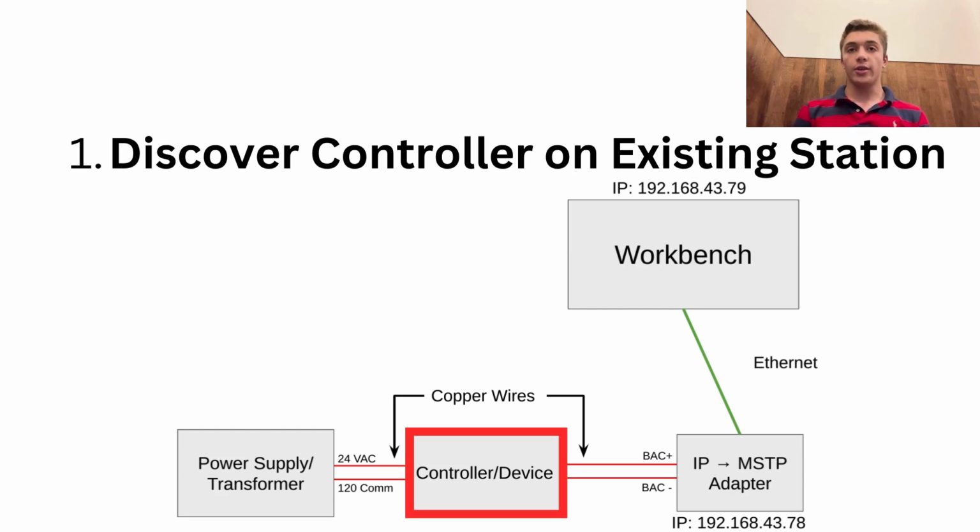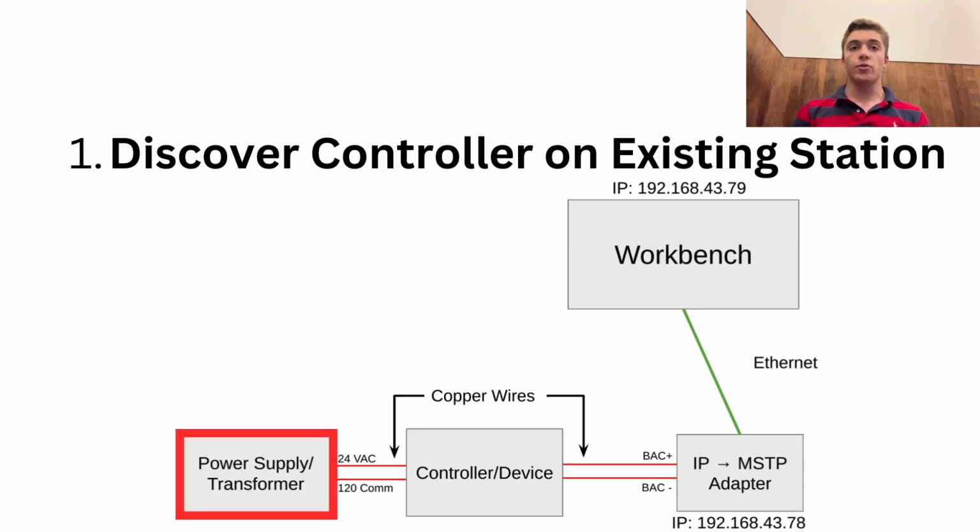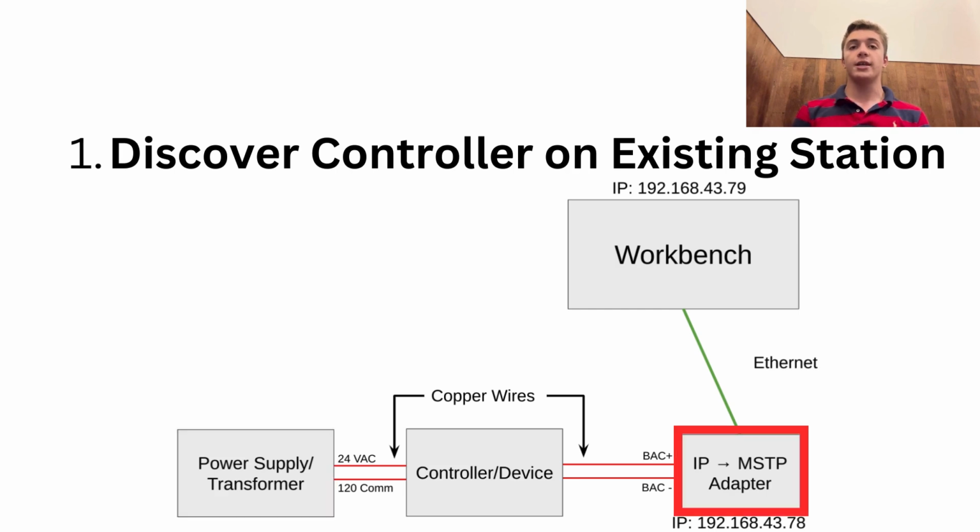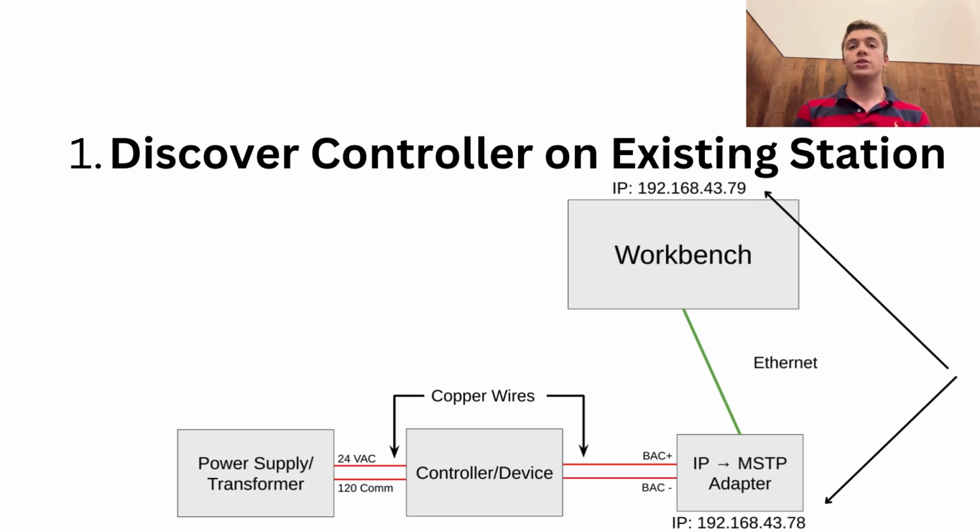We have our controller right here, which is powered by a power transformer and connected to this IP MSTP adapter. We need this because the controller runs on BACnet MSTP while the workstation uses IP to communicate. The IP MSTP adapter essentially gives the controller an IP address when it normally doesn't have one. I'll talk more about this in a second, but these devices have their own IP addresses. For security reasons, these are not the real IP addresses, but I'll just be using these in place of the real ones.